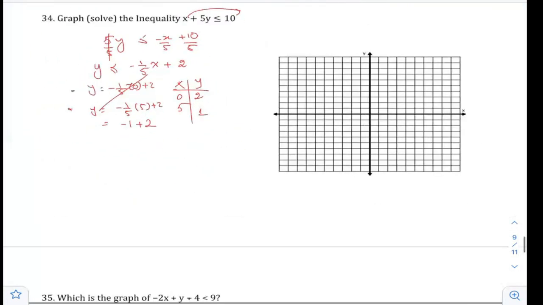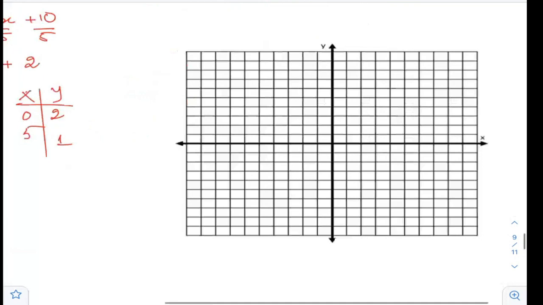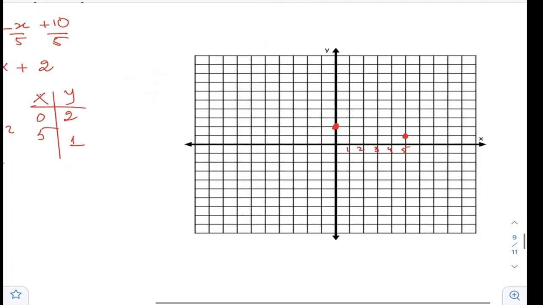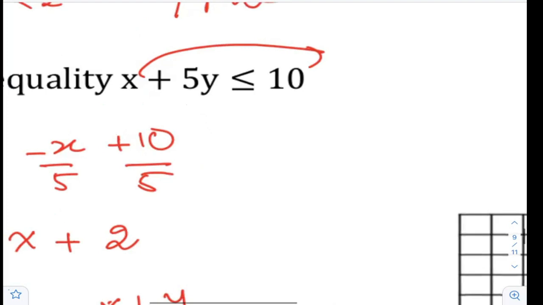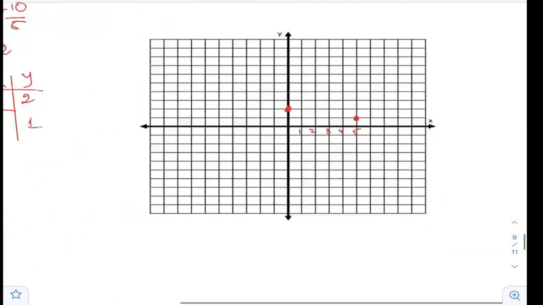So 5 and 1 is one of the points. Let's plot the points. We have 0, 2, and we have 5 and 1. 1, 2, 3, 4, 5, and 1. So it will be somewhere here. This is less than or equal, so it will be a solid line. So I will match with a solid line using a ruler here.